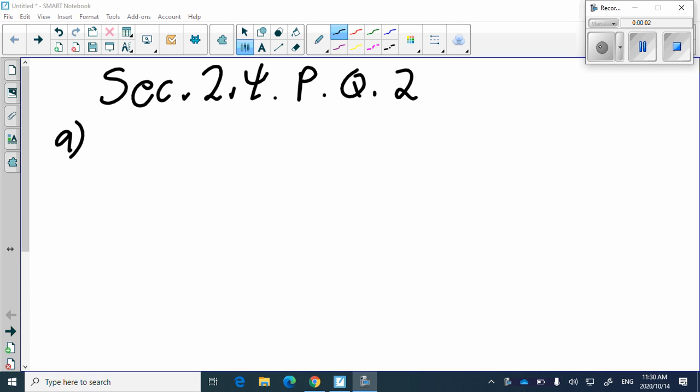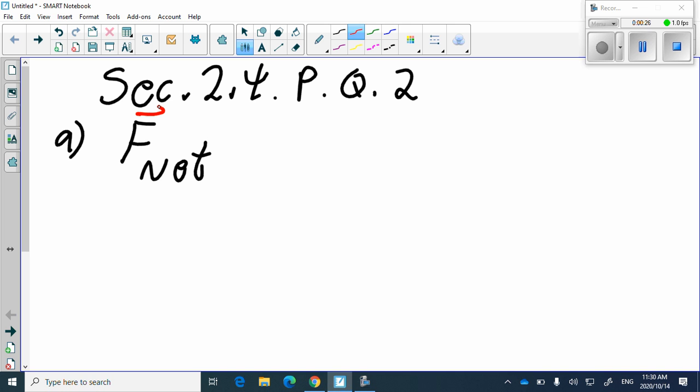Okay, kids, we're back here. Section 2.4, practice question 2A. And we want to find the magnitude and direction of net force in each situation. Because if you look at this, kids, net force, look, it's a vector. I need magnitude and direction.